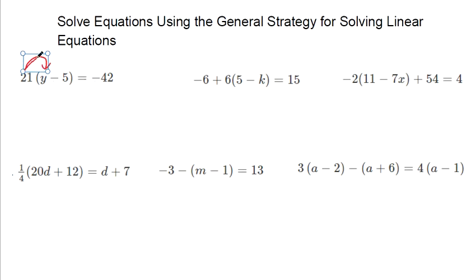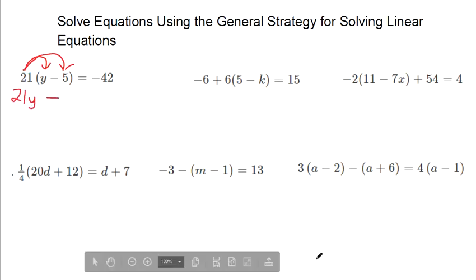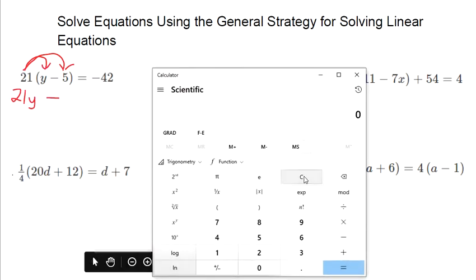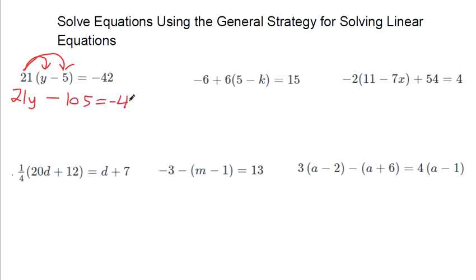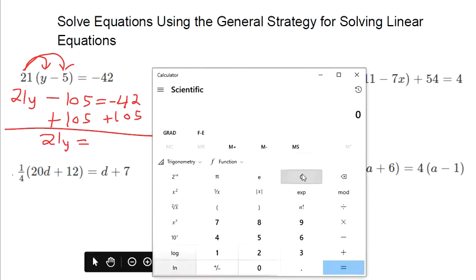The first step is to multiply 21 to everything inside that parentheses. So 21 times y makes 21y. And then we got 21 times 5, that makes 105. And then we're still trying to get y by itself. So let's add 105 to both sides. So we're left with 21y equals, now that's a negative 42.